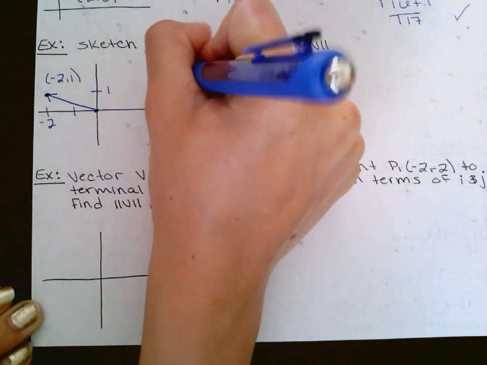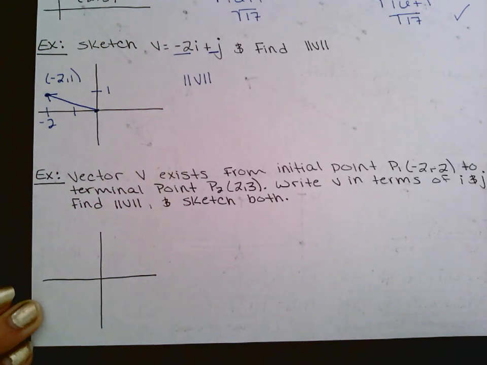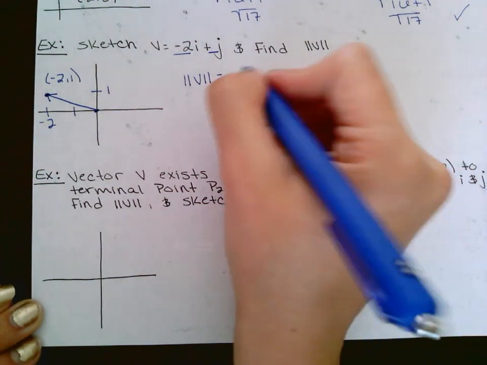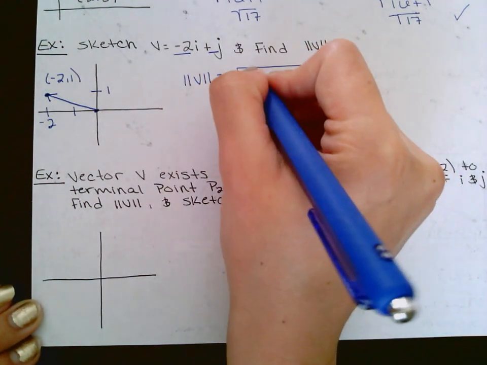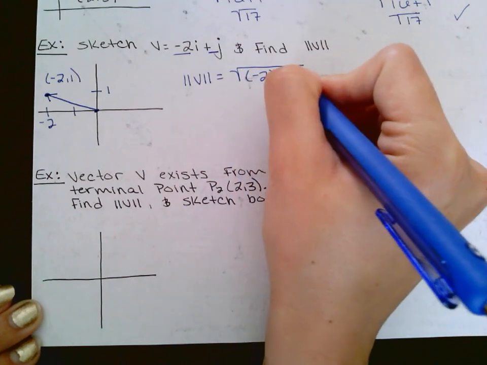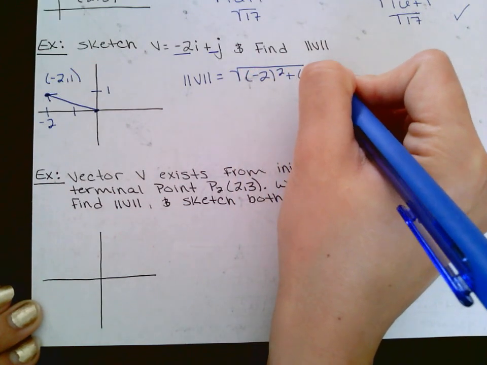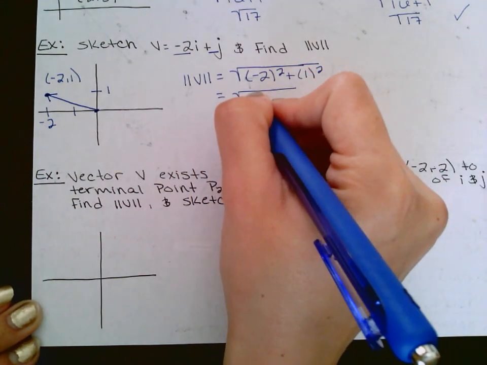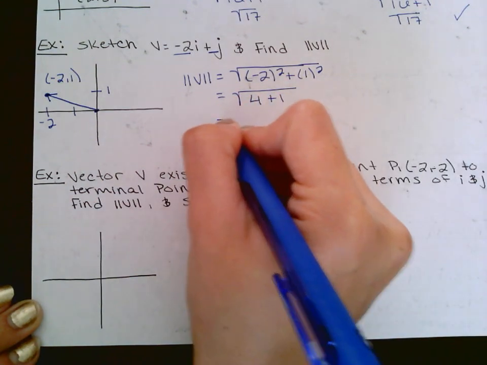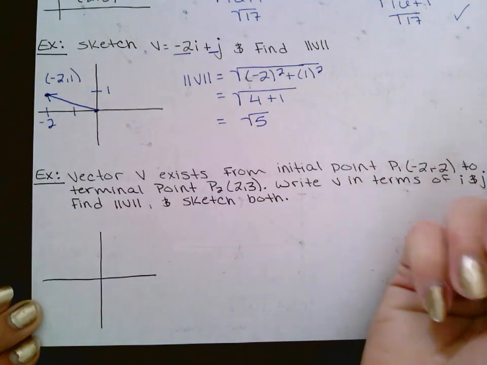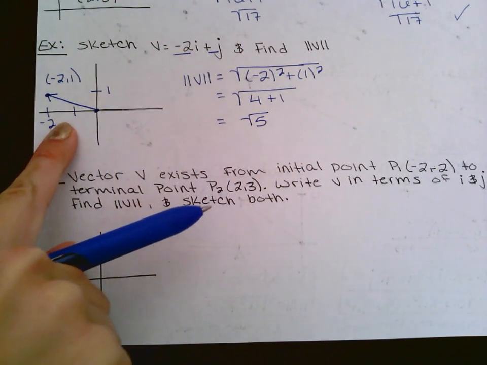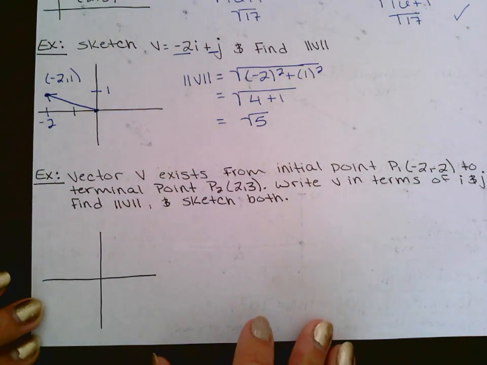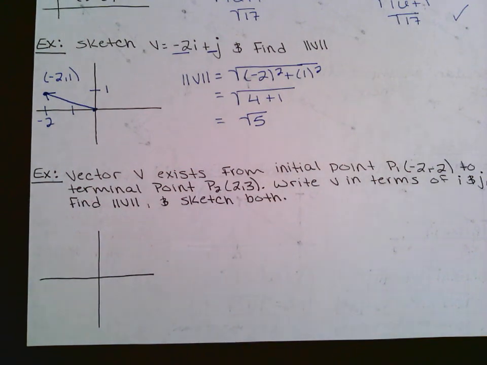Now my next step is just to find the magnitude. Because this is in standard form, an ij unit vector, I can go straight to Pythagorean. Square root of negative 2 squared plus 1 squared. This gives me the square root of 4 plus 1, which is the square root of 5. So I have my sketch of my vector in standard form, and then I have my magnitude. This next one is a little more complicated. There's going to be a little more work to do.